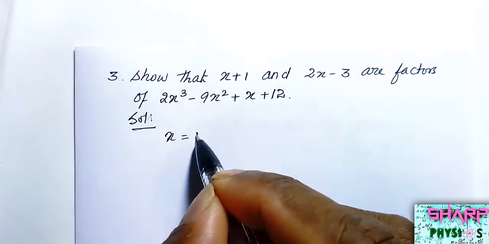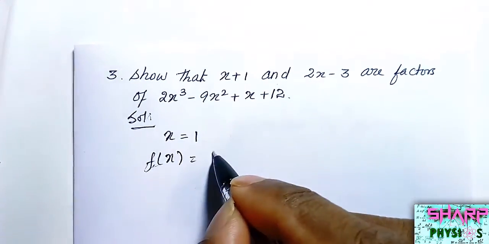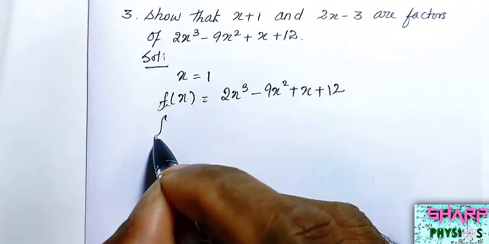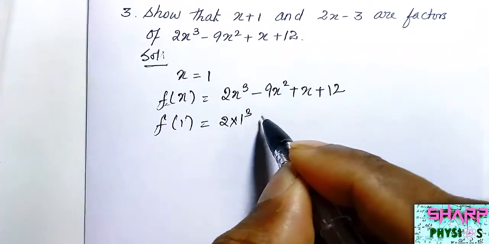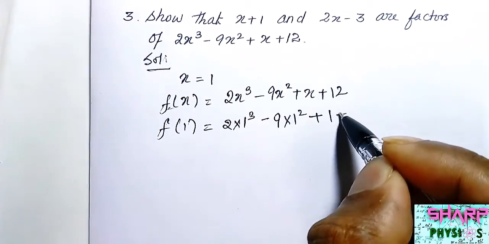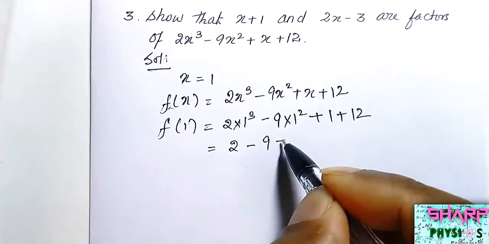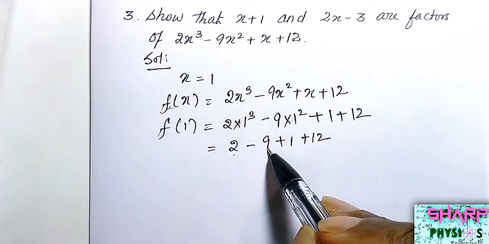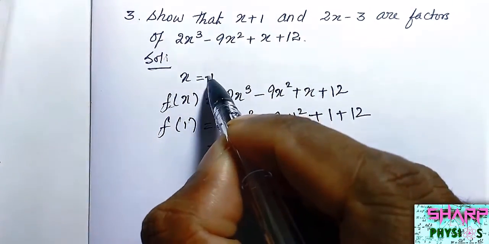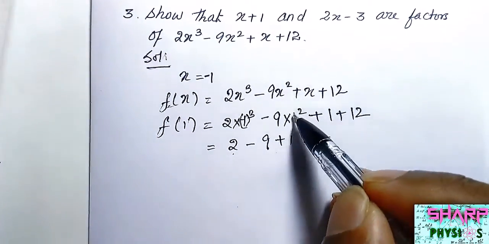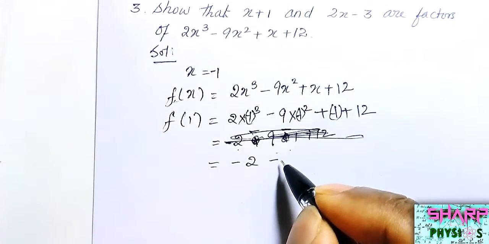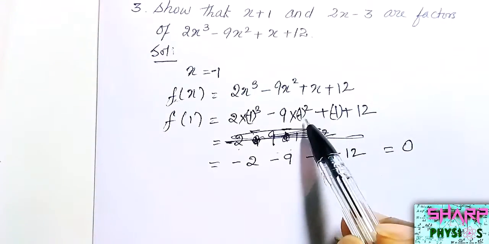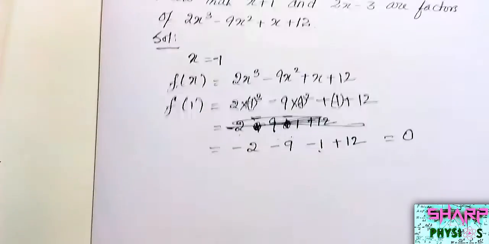So for f of x equal to 2x cube minus 9x square plus x plus 12, f of 1 is 2 into 1 cube minus 9 into 1 square plus 1 plus 12. That is 2 minus 9 plus 1 plus 12. But here it is x plus 1, so x is equal to minus 1. So you have to replace x with minus 1: minus 2, minus 9, minus 1 plus 12. So you get an answer 0. Since the square becomes plus, the total becomes minus.